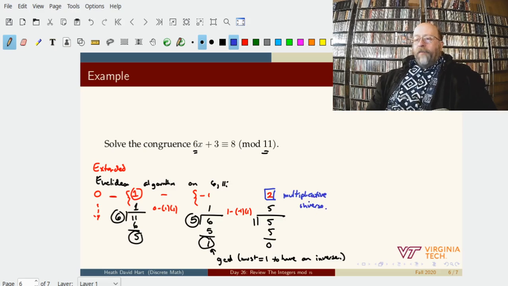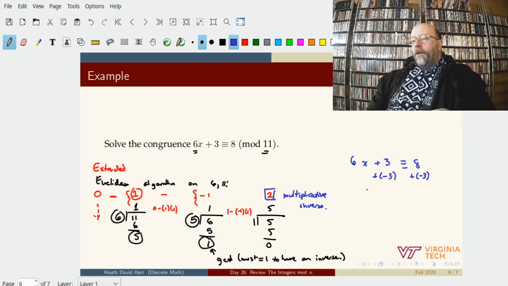So now that we have the multiplicative inverse, let's put it to use. The first thing I'm going to do is add negative 3 to both sides. 6x plus 3 plus negative 3 is congruent to 8 plus negative 3. And so 6x is congruent to 5.